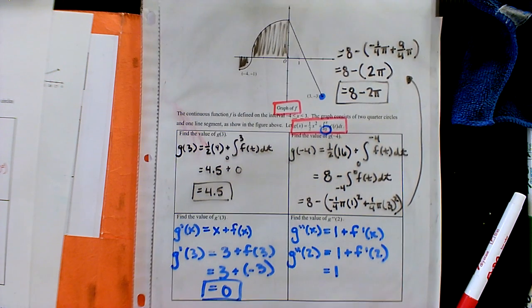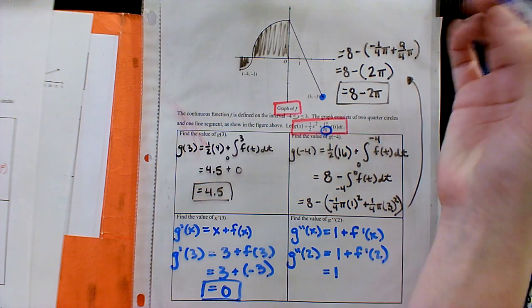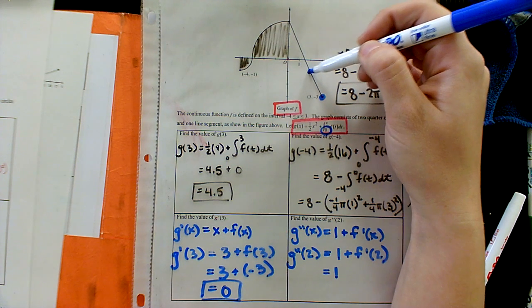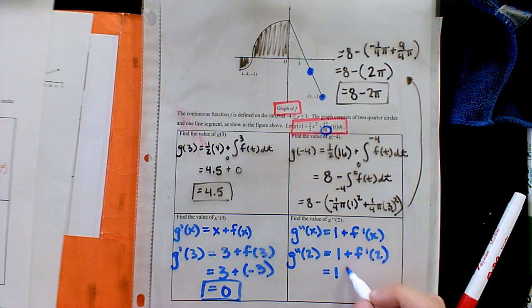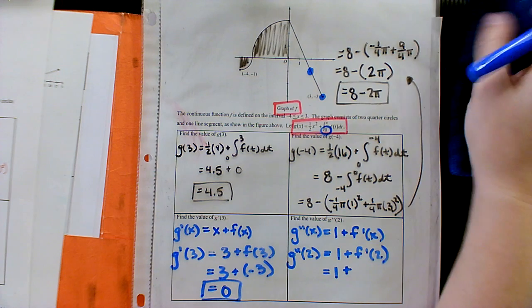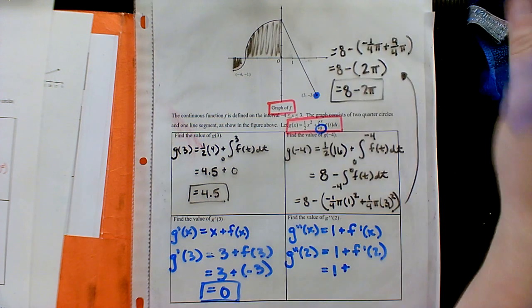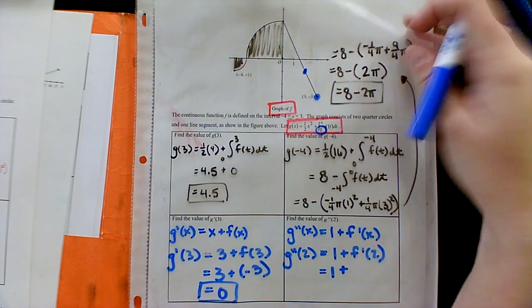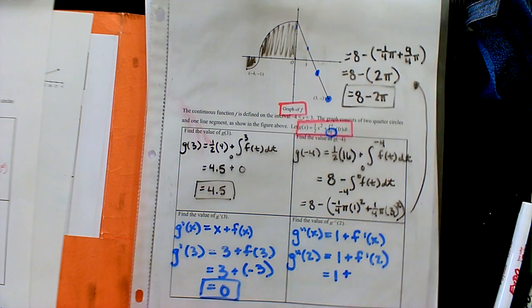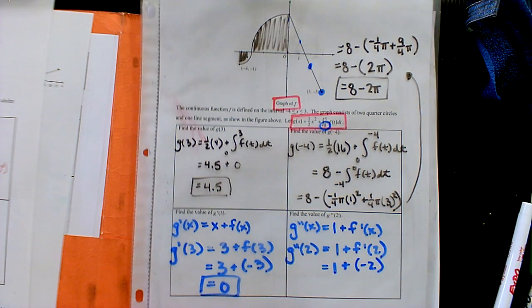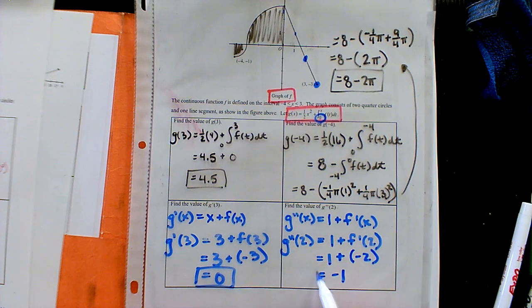Can we use the graph to help us figure out f prime of 2? Here's f of 2. Let's see, it's a line segment like Anush said earlier. Can we figure out the slope? -2. That seems about right. All right, so 1 plus -2 would be -1.